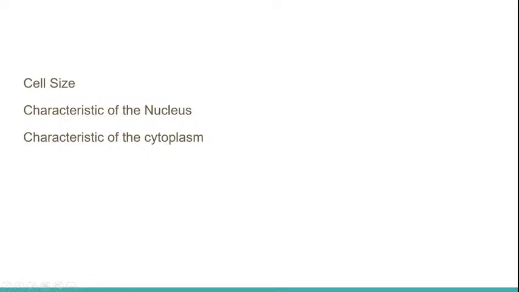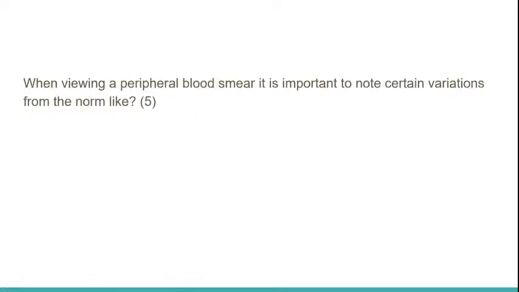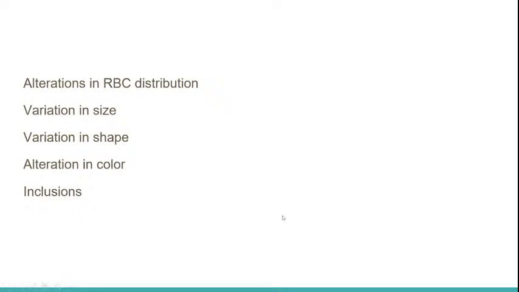Okay? Next. When viewing the peripheral blood smear, it is important to note certain variations from the norm, like 5 things. We need to note the alteration of RBC distribution, of course, variation of cell size, variation of the shape of the cells, alteration in the color, and inclusion bodies. So these are things that are important for us to understand. So just a brief overview. We're going to talk about distribution. How are the cells arranged? Okay. The size of the cell.